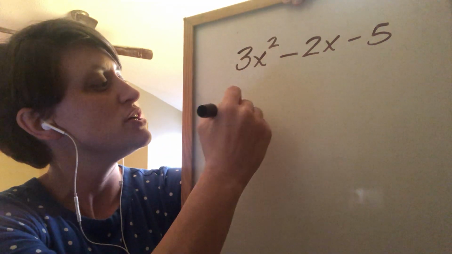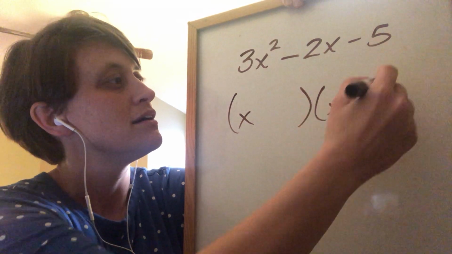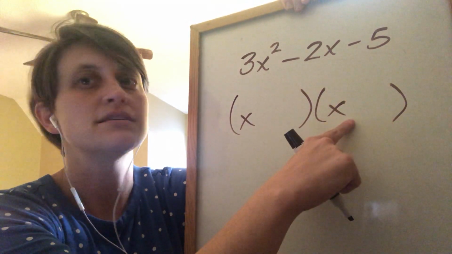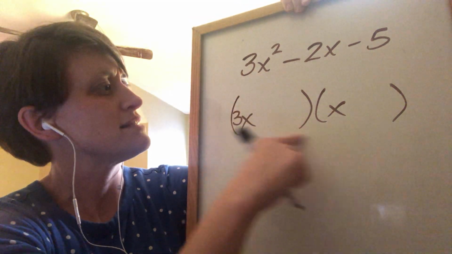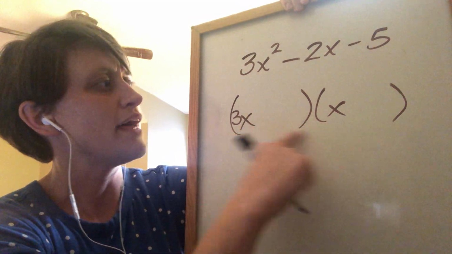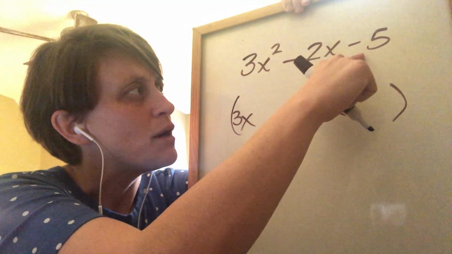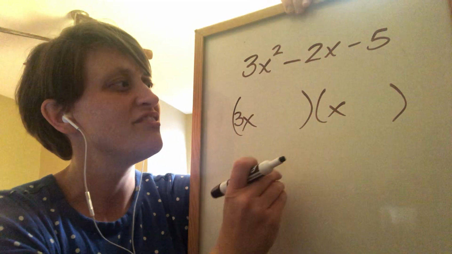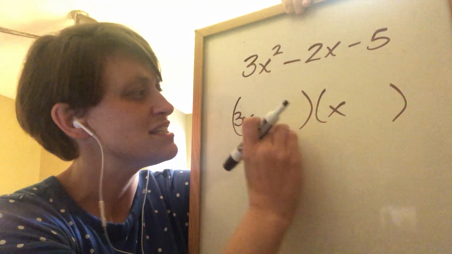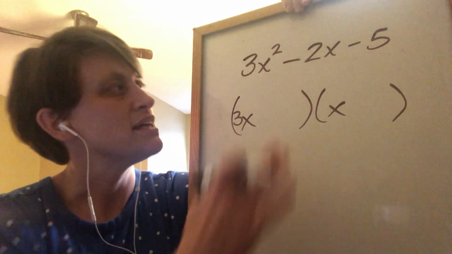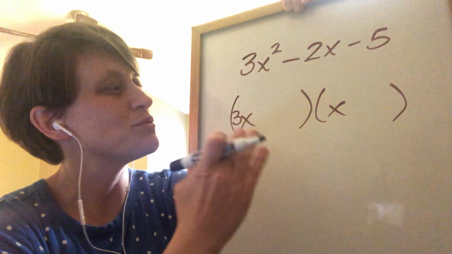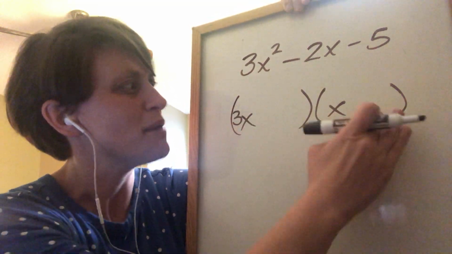So we can't just put an x and an x here because that's not going to give us a 3x squared. So one of these has to be a 3x and an x. Okay, well that'll give us the 3x squared. But now we also have to have a negative 5 in our lasts. So these two numbers have to have a product of negative 5 and a sum of negative 2, but not really because that negative 2 comes from outers and inners.